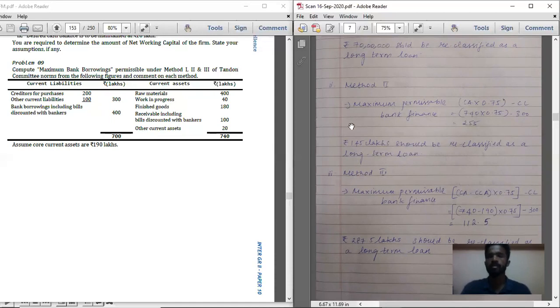Below the 255, record comment. Rupees 145 lakhs should be reclassified as a long-term loan.